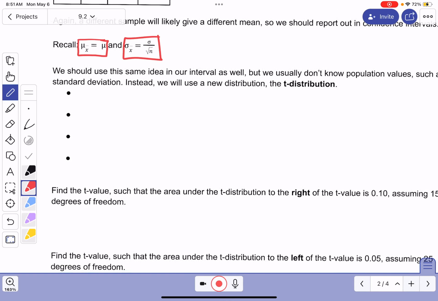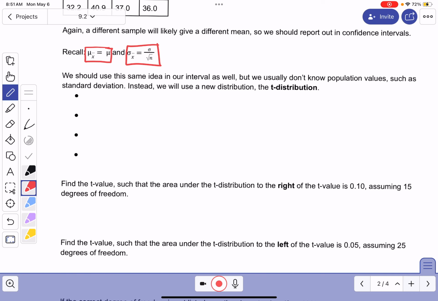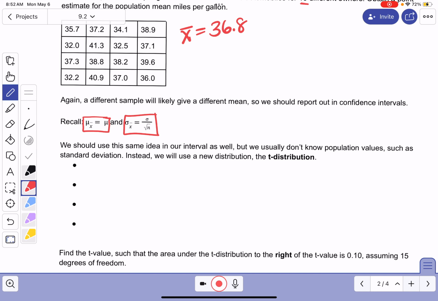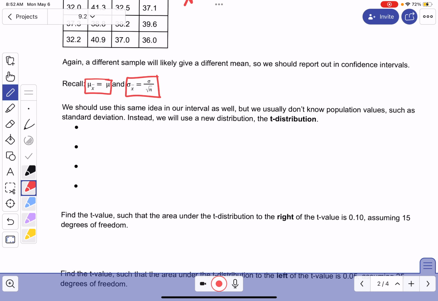Because we don't always know the population values, like standard deviation or such, a lot of times you're just given the information, you're not given the data. We're going to use what's called the t distribution instead of the z that we've been using. So this allows us to use statistics, even though we don't necessarily know all of the population values.